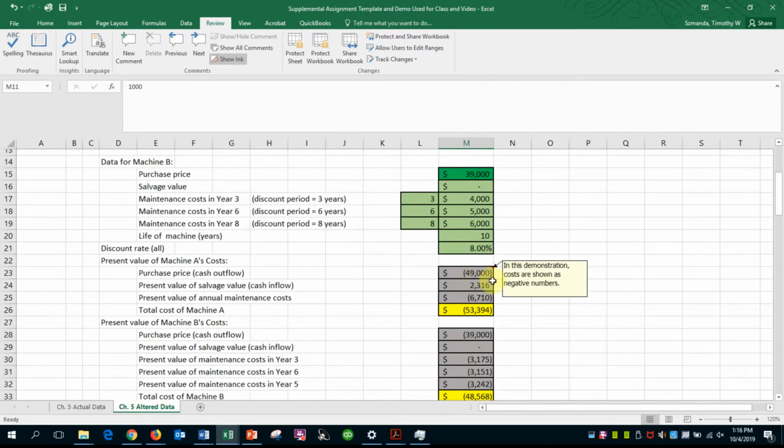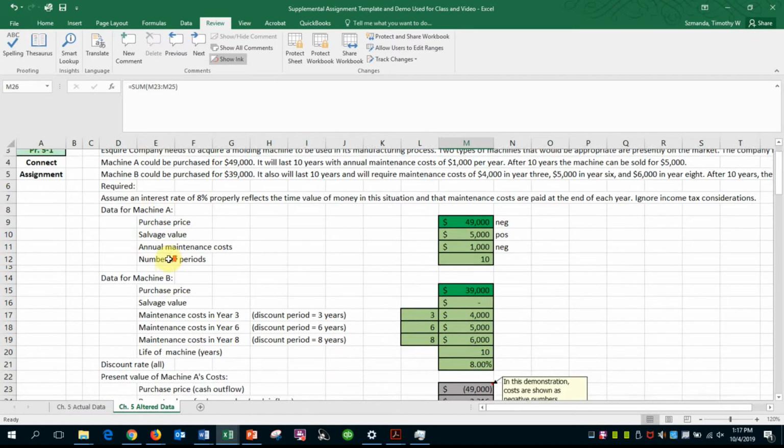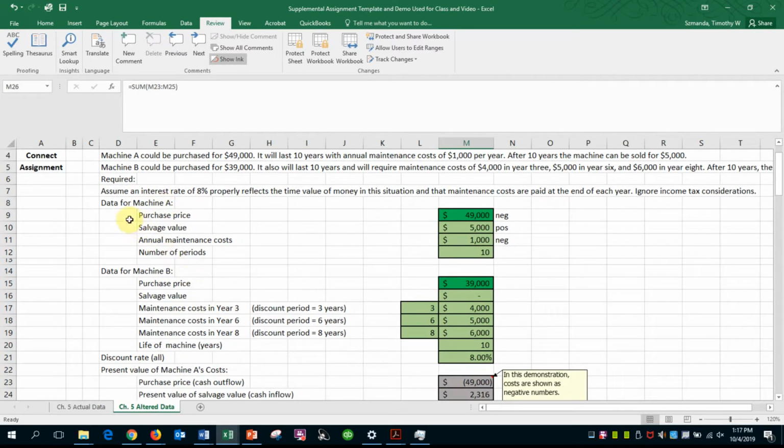The grayish purplish colored cells are the intermediary calculations, and the yellow shaded cells are the final answer. Well, in the first case, we have a couple of machines we're thinking about buying, and they have different price tags and different cash flows associated with them.